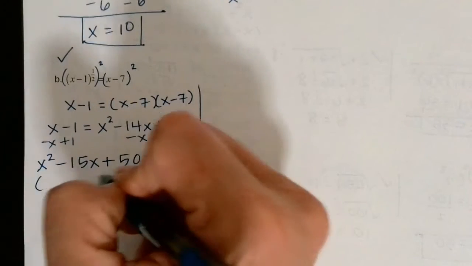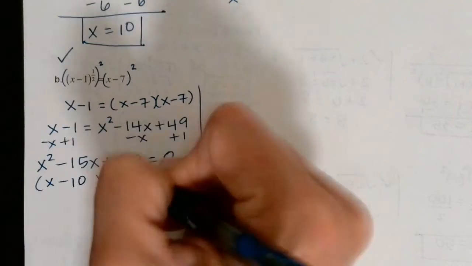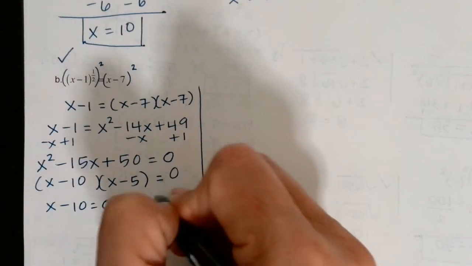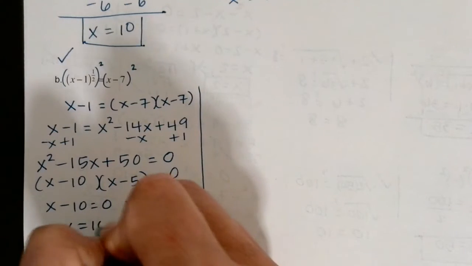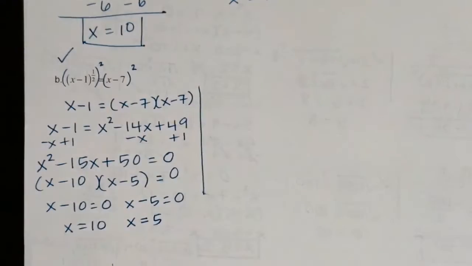I'm not going to show the t-chart. You guys know how those work. It's going to be x minus 10 times x minus 5. And then split, set, see what you get. So that means split them up, set them equal to 0, using the zero product property, and see your solution. So I get x equals 10 and x equals 5.